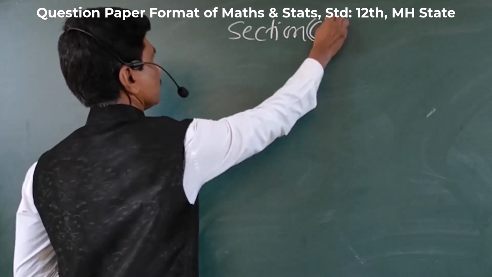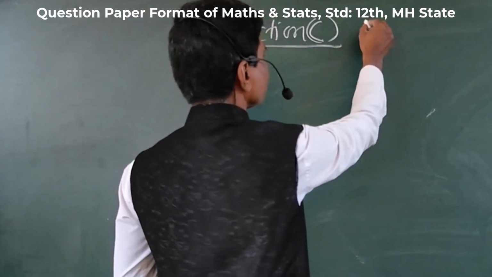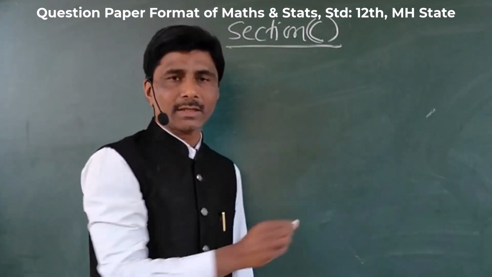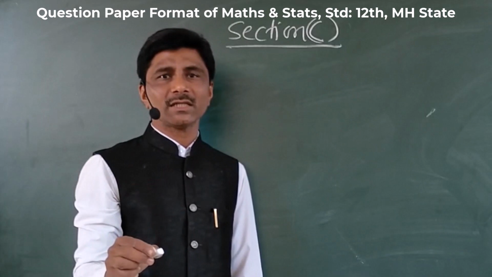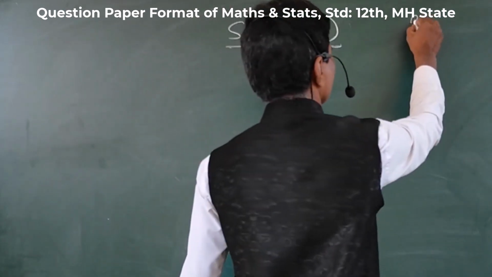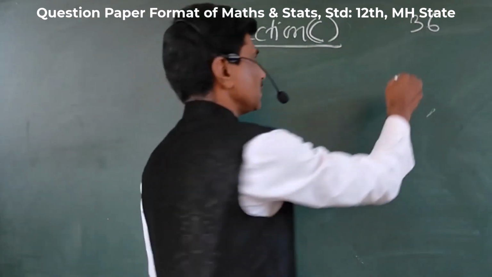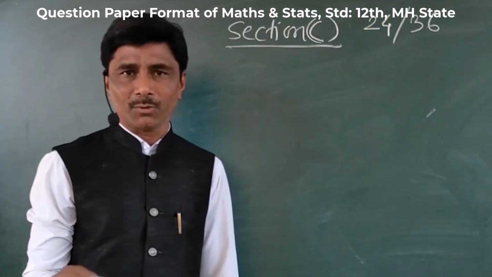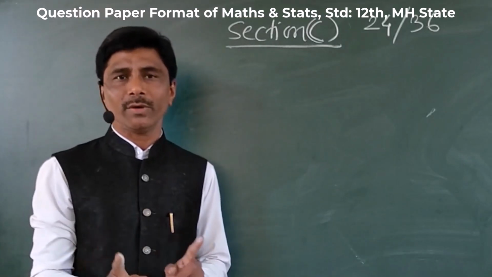Section C. Each question in this section carries 3 marks, and there are 12 questions, so the total questions are asked for 36 marks. Out of that 36 marks, you have to solve the questions of 24 marks: 8 questions, 8 multiplied by 3 equal to 24.